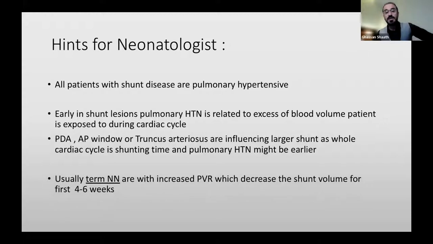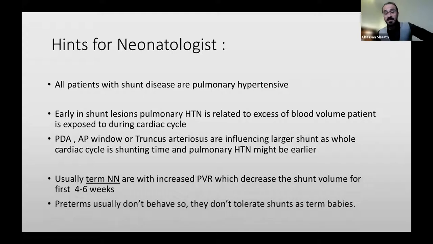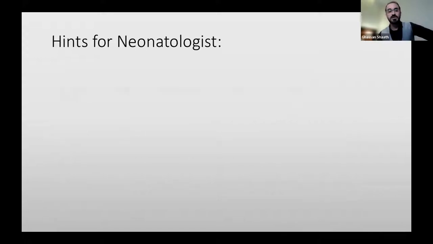The usual term babies have increased pulmonary vascular resistance, so they don't show you a significant left side heart failure or pulmonary edema till they pass their 6 or 8 weeks of life. But surprisingly, the preterm babies don't behave so, because they don't tolerate shunts as term babies do. A little BDA of 3 millimeters might keep the baby with extubation failures and increased congestion.